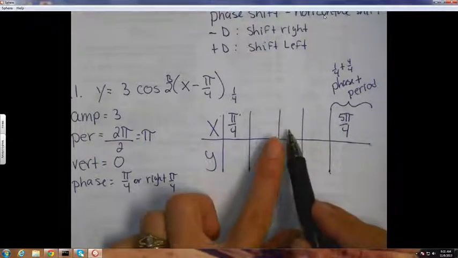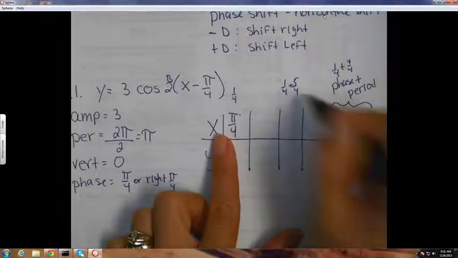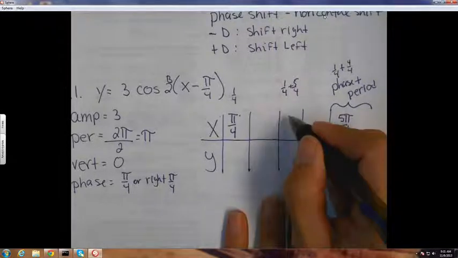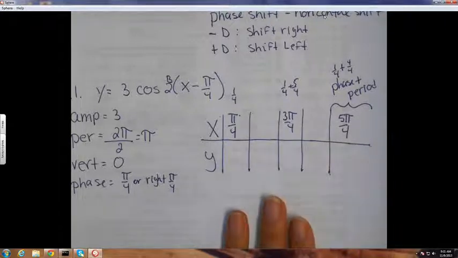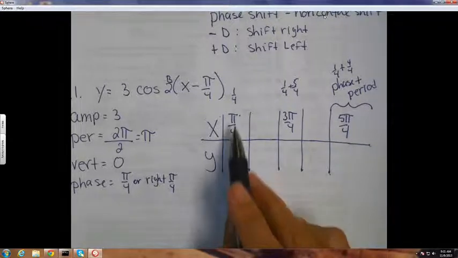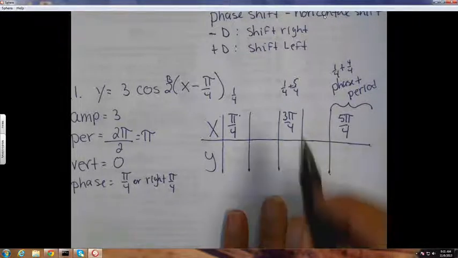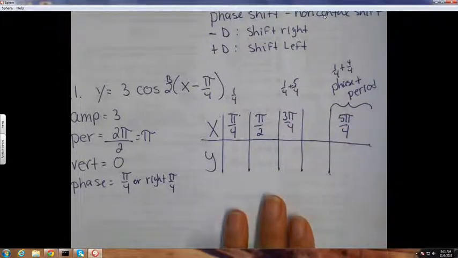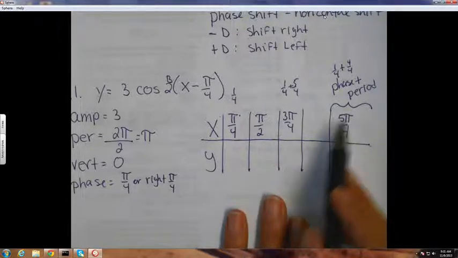What's the middle of 1/4 and 5/4? Adding, I get 6/4. That's 3/2 times 1/2, 3/4. Or I could have just gone the middle of 1 and 5 is 3. That works too. What's the middle of 1/4 and 3/4? 2/4 reduces down to 1/2, so 5/2. The middle of 3 and 5 is 4/4, which is pi.